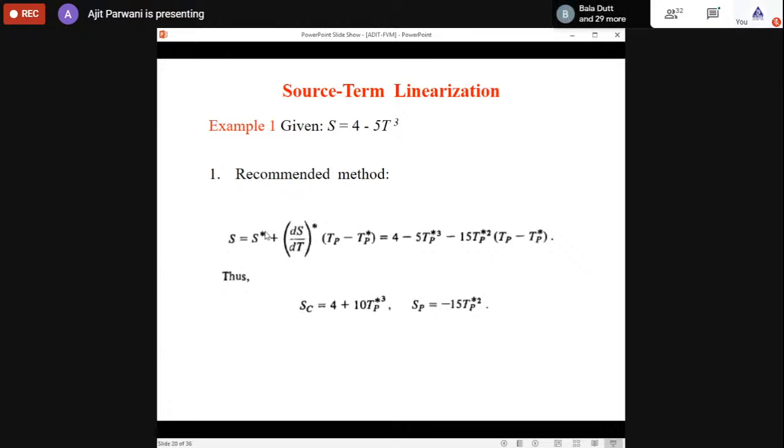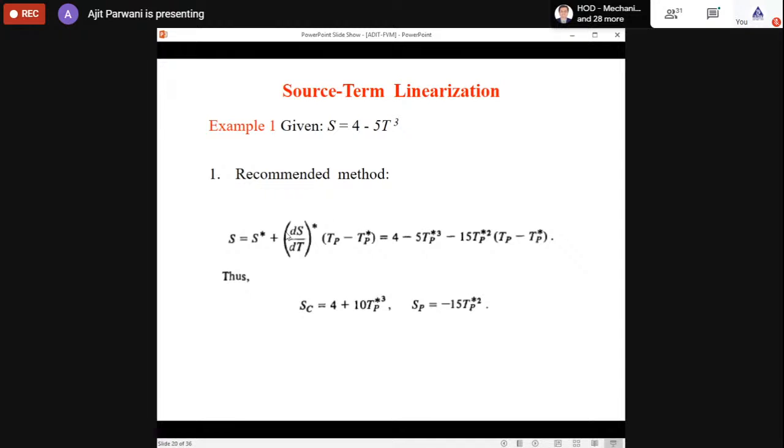The equation is S star plus dS. So the new value of the source is actually this, but we have to linearize it. How will we linearize? We will linearize by S star plus dS by dT star, times Tp minus Tp star. Now what is this star? Star means that we will take the value of the source from the previous iteration value.